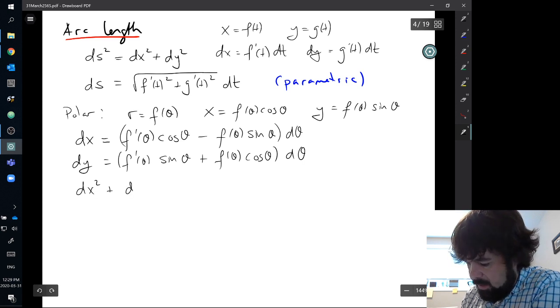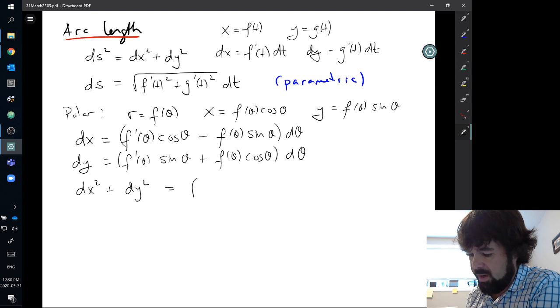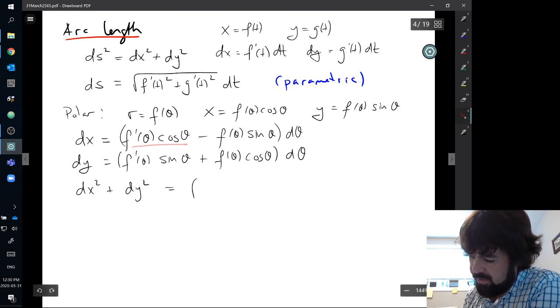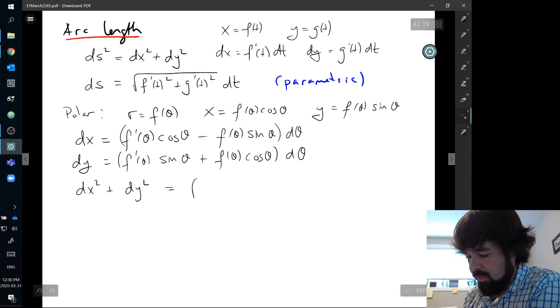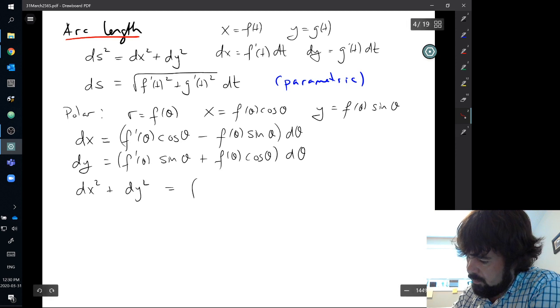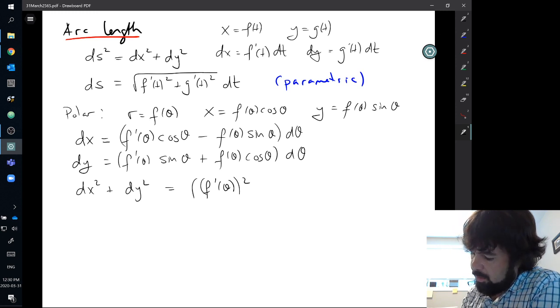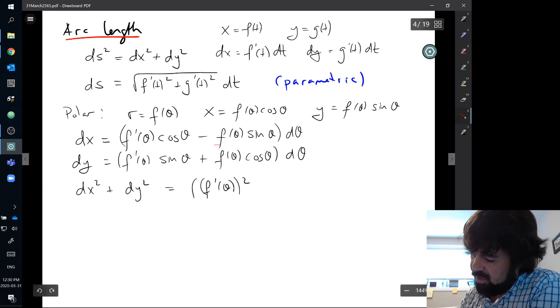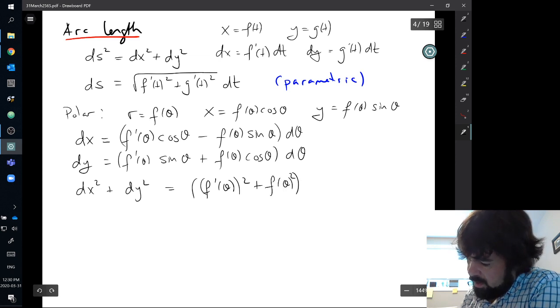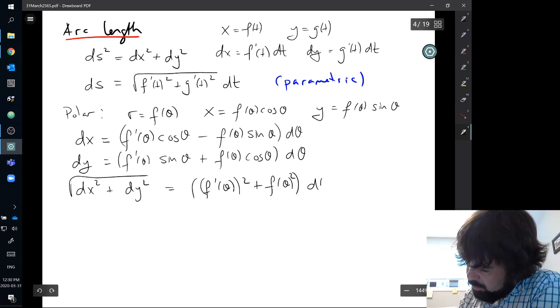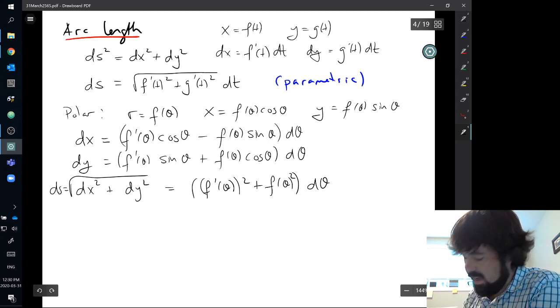So it turns out that if you do dx squared plus dy squared here, when you square these things, you get f prime squared cos squared from here, f prime squared sine squared from there. Well, sine squared plus cos squared is 1, so you actually get an f prime of theta squared. And similarly, when you do the squares for the last terms, you get f of theta squared. And the cross terms actually cancel out. The sines and cosines all simplify, they all cancel. And so you get something that looks like that. That's your ds in polar form.